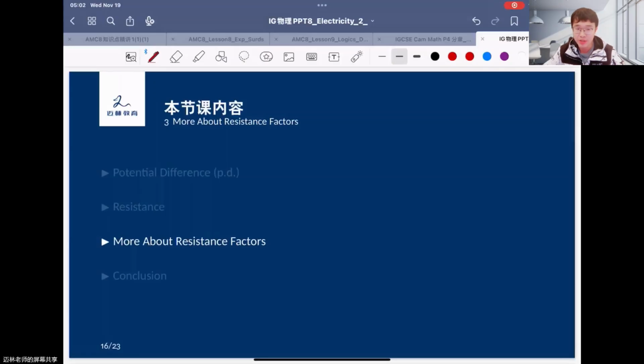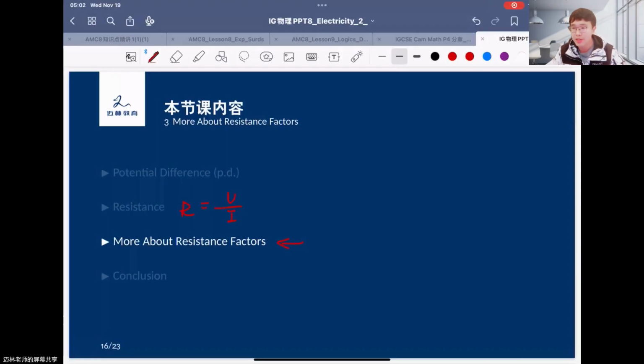Okay, hello everyone. Today our topic is more about resistance factors. Last time we focused on the resistor formula, R equals U over I, right? This is called Ohm's law, okay? So this is just a relationship between the potential difference, current, and the resistance, right? And now we are focusing on the resistance factors, like the length, the cross-sectional area, and also the materials, okay?